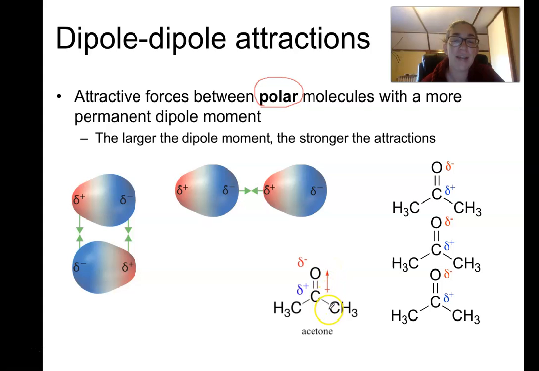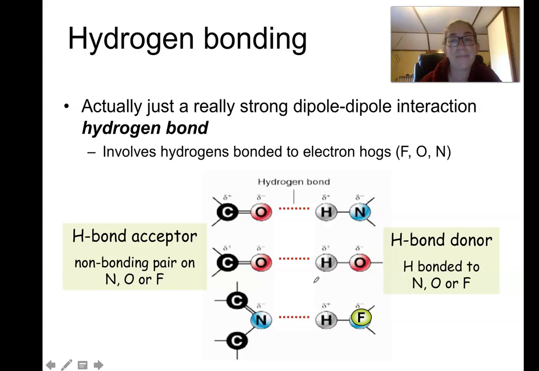In other words, the electrons from these parts will be hogged towards that oxygen, and you'll get a dipole where the oxygen is partially negative and the carbon is partially positive. And so these molecules will actually line up and be attracted to each other through those dipoles, and that will help keep them together. So the larger the dipole moment, in other words, the more polar the molecule is, the stronger that attraction will be, because the larger those partial charges will be.